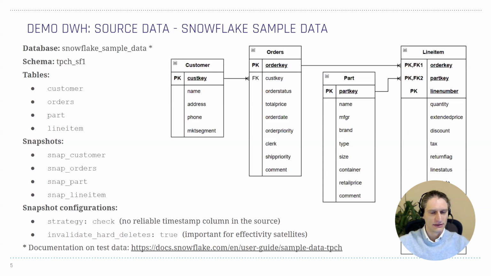customer, orders, part, and line item. For each of these source tables, I created a corresponding snapshot, and all these snapshots are to be served as the persistent staging area, or PSA, for our data warehouse. I used the check strategy since the source tables don't have reliable timestamp columns. I also set invalidate hard deletes to true, which, as already mentioned, is crucial for effectivity satellites, which we're going to review.